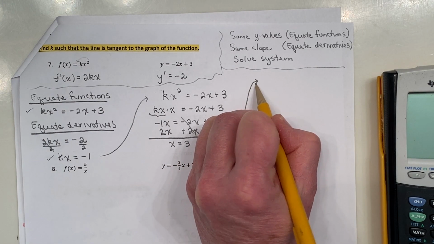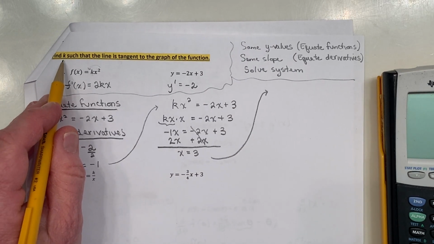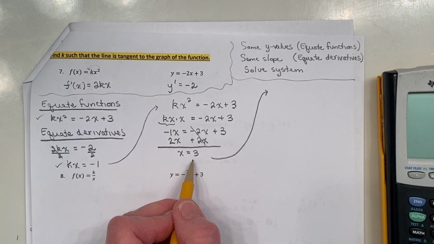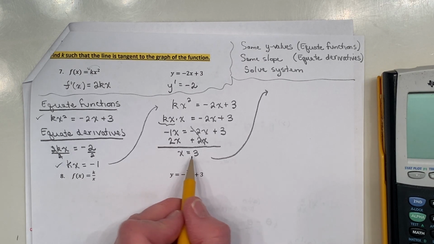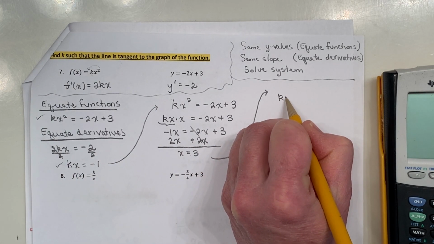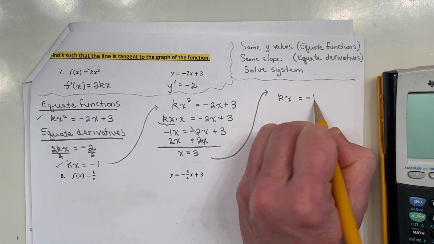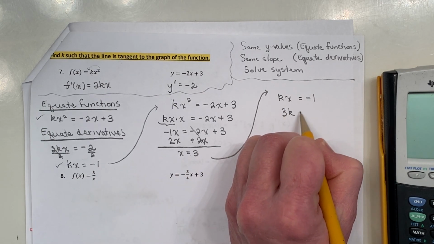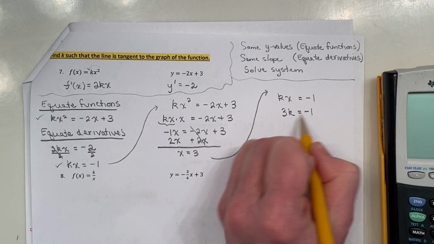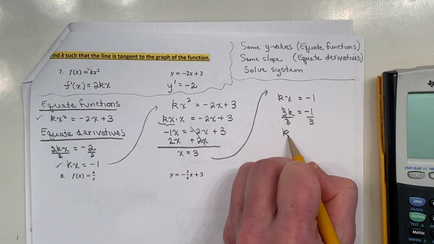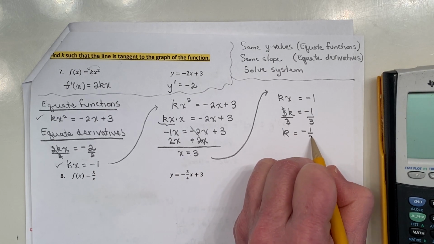But that's not the answer to the question because we went back and read and it said find k. But that's okay. If I got x equals 3, then all I have to do is plug in 3 for x into one of the two equations. This one's more simple. So let me come up here and grab that equation. kx equals -1. But if x is 3, this becomes 3k equals -1. Divide by 3. Divide by 3. So k is -1/3.